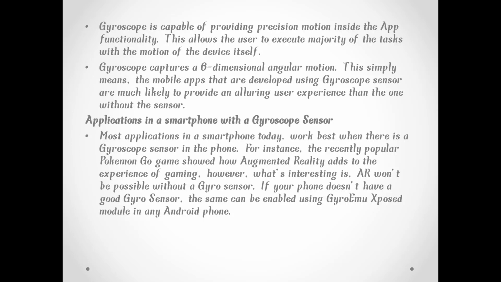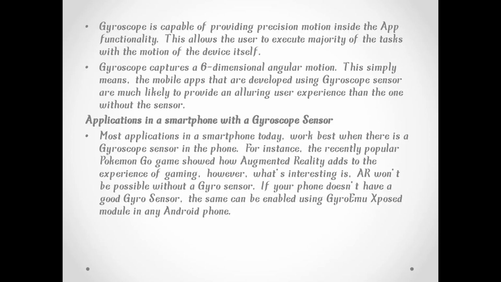The gyroscope is capable of providing precise motion inside the app functionality. This allows the user to execute the majority of tasks with the motion of the device itself. The gyroscope captures a 6-dimensional angular motion. This simply means the mobile apps developed using gyroscope sensors are much more likely to provide an alluring user experience than the ones without the sensor.